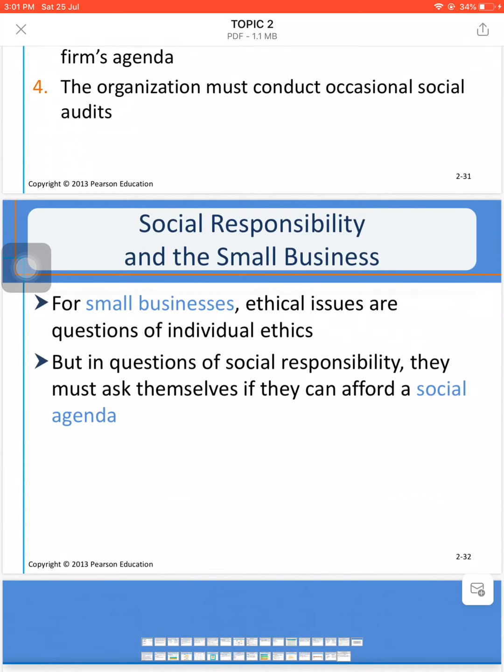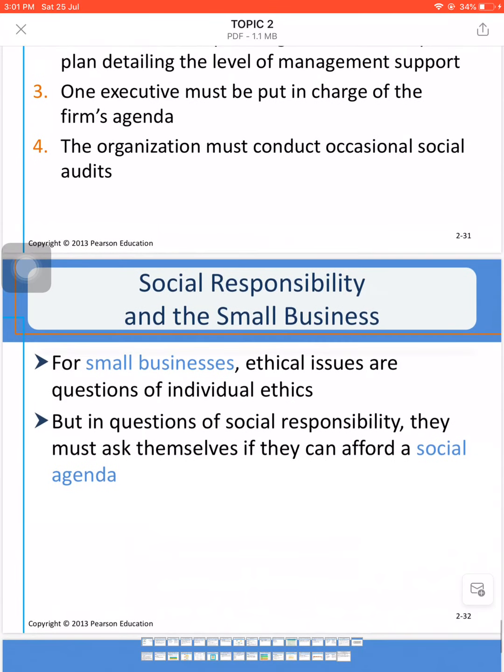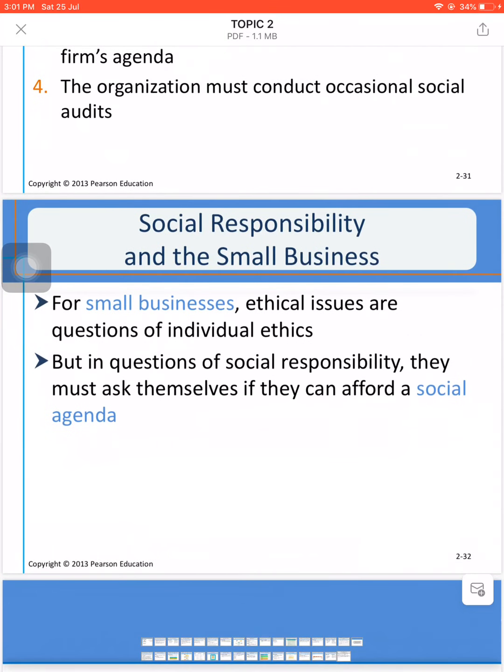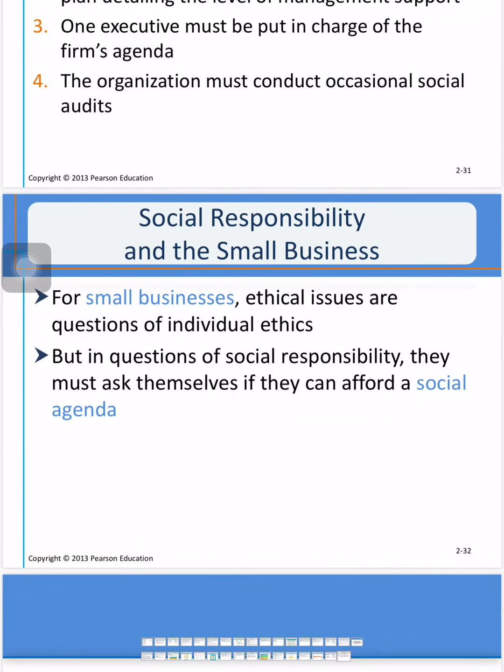For small business, ethical issues are questions of individual ethics, because they are small. But in questions of social responsibility, they must ask themselves if they can afford a social agenda. Meaning, normally for small businesses, their responsibility towards society is quite different compared to big business.